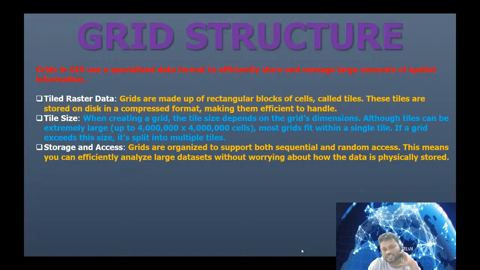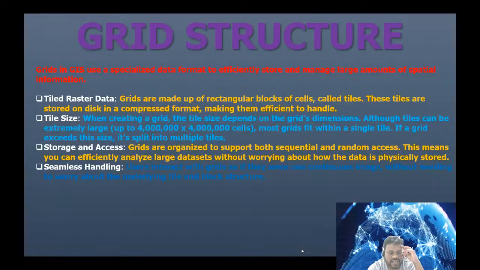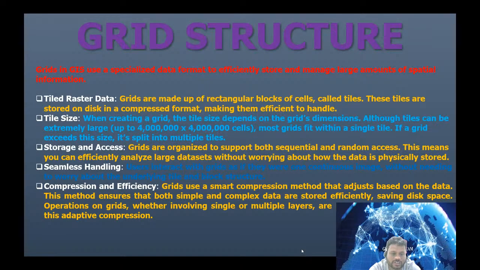Storage and access. Grids are organized to support both sequential and random access. This means you can efficiently analyze large datasets without worrying about how the data is physically stored. Seamless handling. Users interact with grids as if they are one continuous image without needing to worry about the underlying block structure.